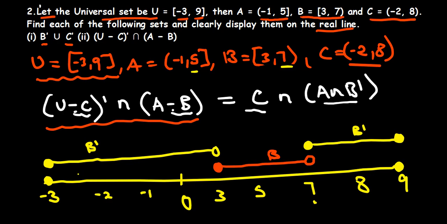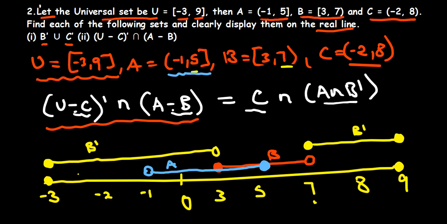And then now let's plot the set A. So the set A is from -1 all the way up to 5. So -1 all the way up to 5, with -1 not being included, we draw an open circle, and then we are going all the way to 5, which is included. So that's set A there. I've drawn it in blue. I'm going to label this as A.